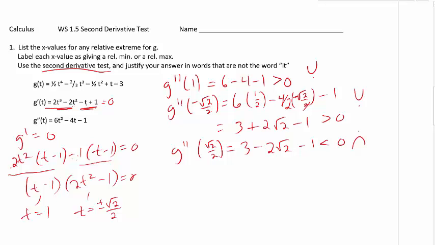So in words, you would want to say something along the lines of t equals negative square root 2 over 2 or t equals 1 both give relative minimums because g double prime of 1 and g double prime of negative square root 2 over 2 are both positive. And you would want to say that square root 2 over 2 yields a relative max for g because g double prime of square root 2 over 2 is negative.